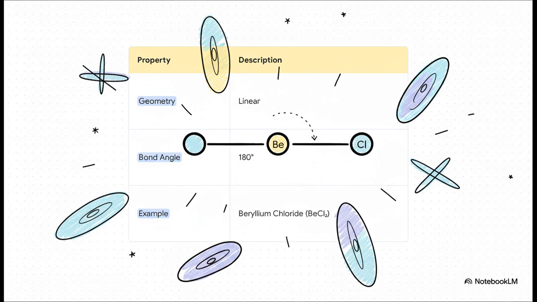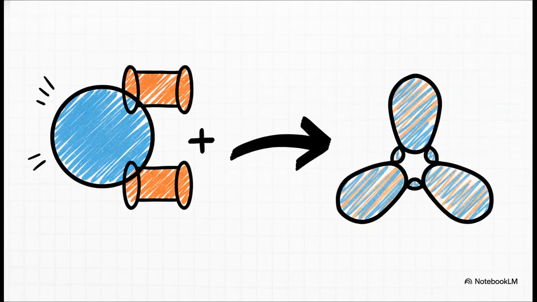A classic example of this in the real world is beryllium chloride. You've got the beryllium atom right in the middle, using these two sp orbitals to grab onto a chlorine atom on either side. Okay, that was pretty straightforward, right? So what happens if we toss another p orbital into our recipe? Now we're mixing one s orbital with two p orbitals.